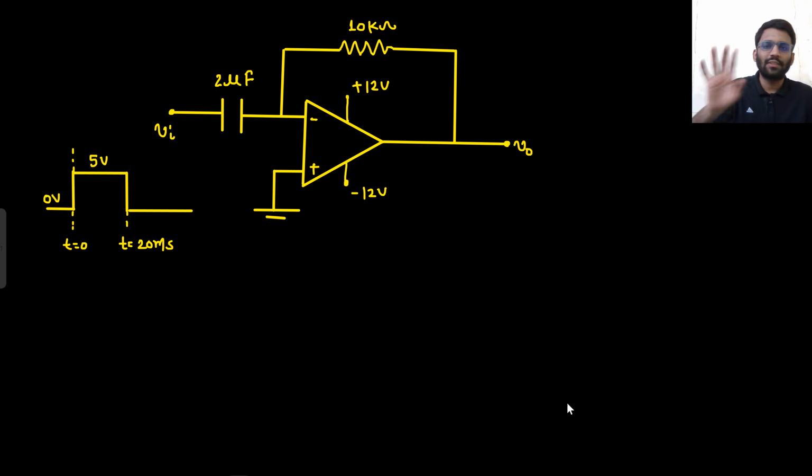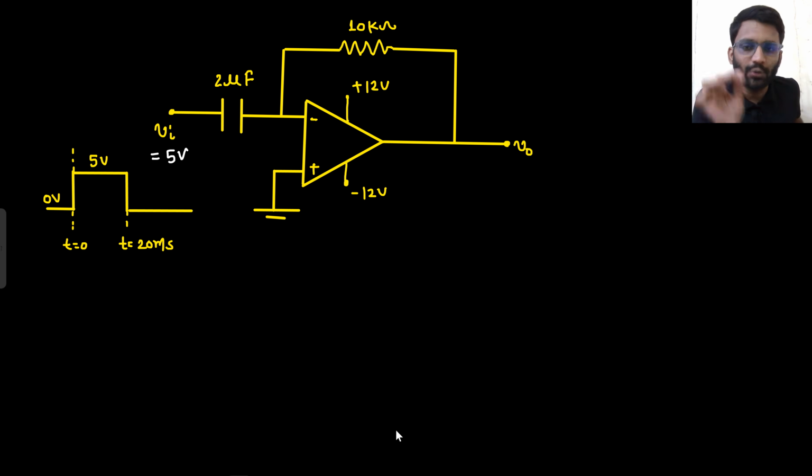So I can redo the circuit something like this, right? V in, 2 microfarad, 10 kilo ohm, plus 12 volt, minus 12 volt, V0, and this is the input waveform. Well and good. Initially, what is applied? Initially at t equals 0, 5 volt is applied, right?